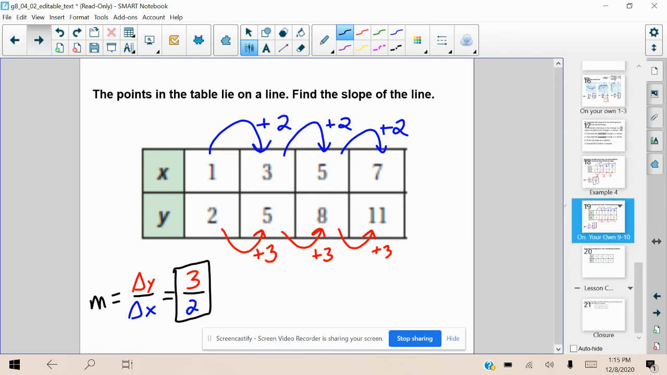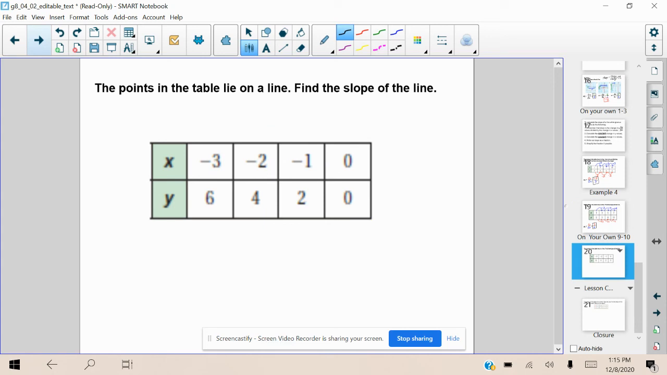All right, we got one more to do. Try out this one on your own again. And if you were stuck in the last one, hopefully those two examples that we have done are helping you out in attempting this example. So again, these points lie on a line. Find the slope of that line. So we want to calculate the change in y divided by the change in x. Resume when you are ready to check your answer.